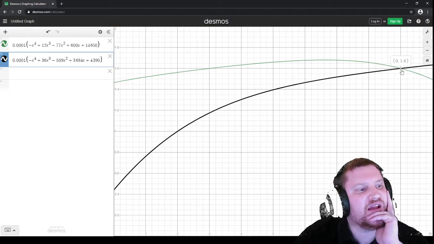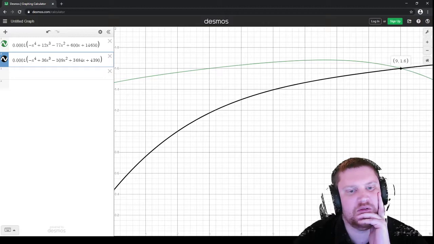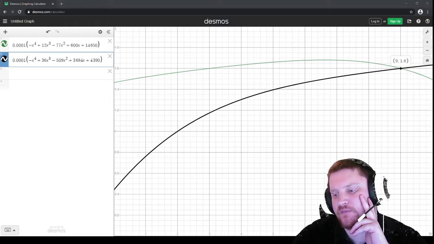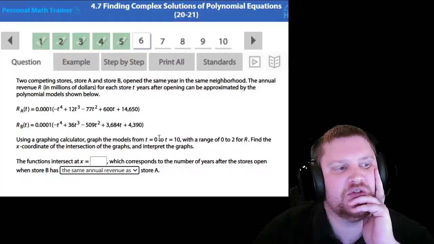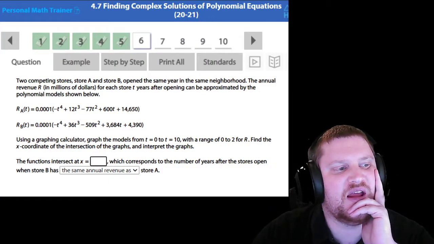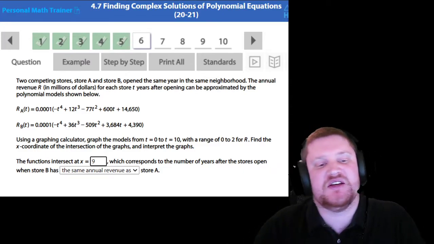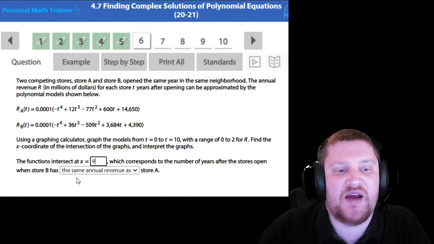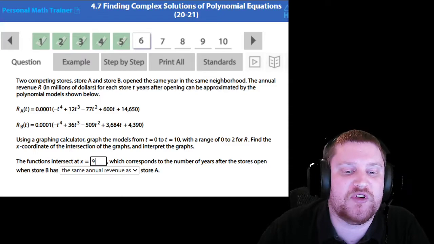Functions intersect at x equals 9, which corresponds to the number of years after the store is open when store B has the same annual revenue as store A. So we said the functions intersected at x equals 9. So say two stores open in 1990, then in 1999 they're going to have the same annual revenue, and after that store B would actually have more revenue.